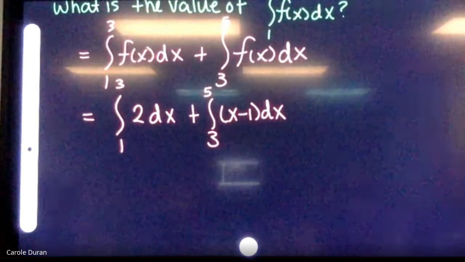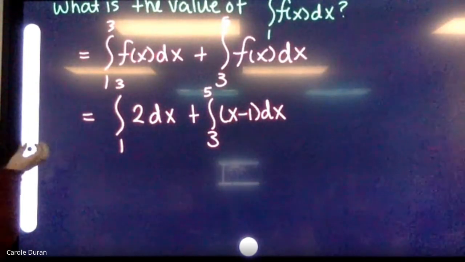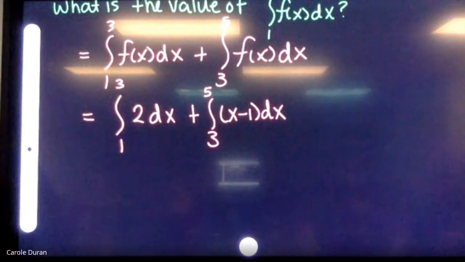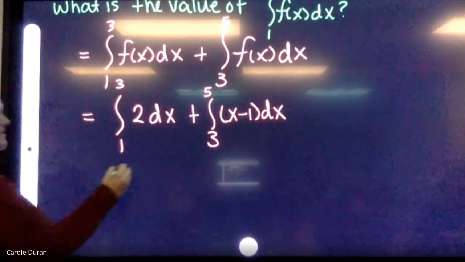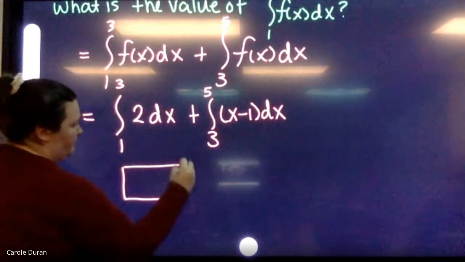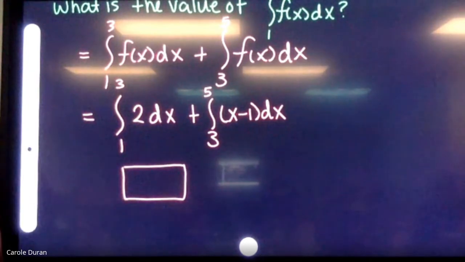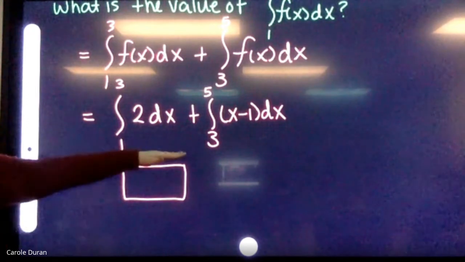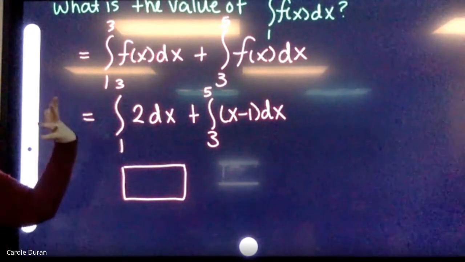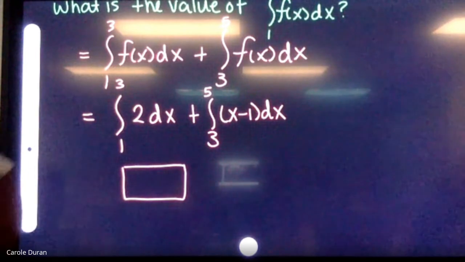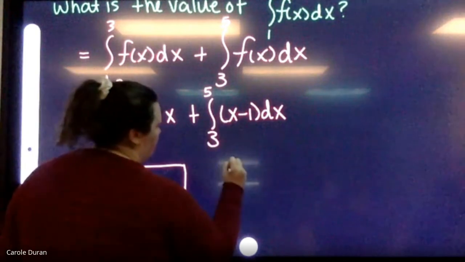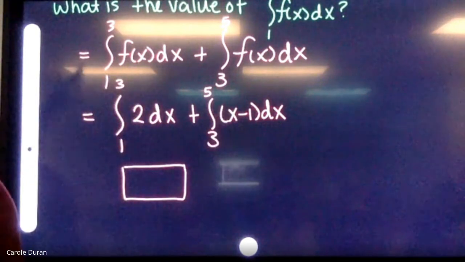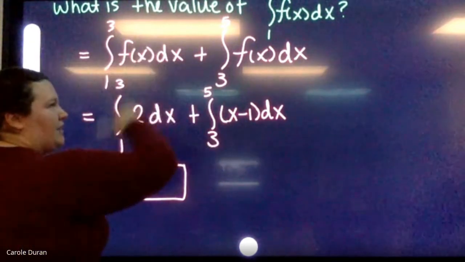And then because we haven't learned antiderivatives yet, we're going to use geometric shapes to approximate the area here. So I know from 1 to 3, my y value holds constant, which means this is a rectangle. We know it is because my y value is a constant, which means it's a horizontal line. And then I know from 3 to 5, this one's going to be a trapezoid. It's x minus 1, which makes it a straight line.